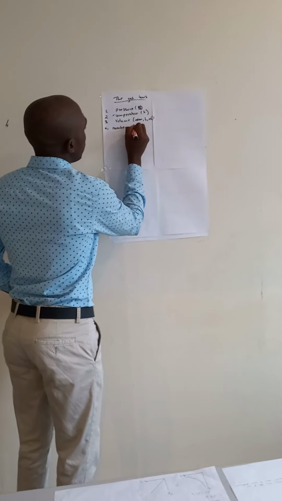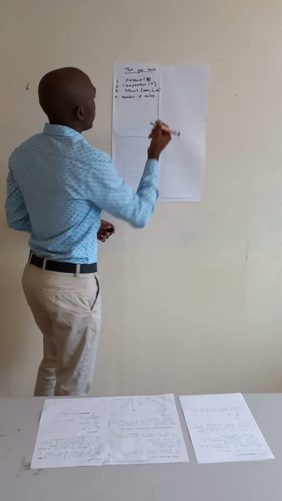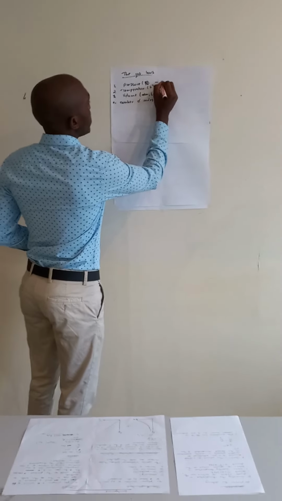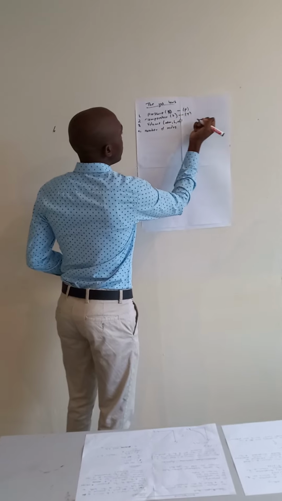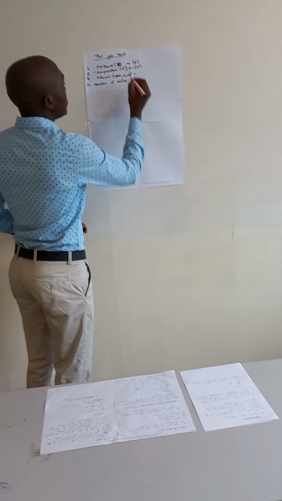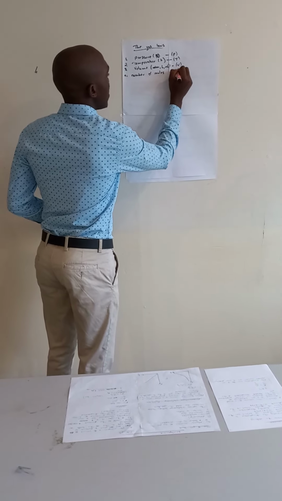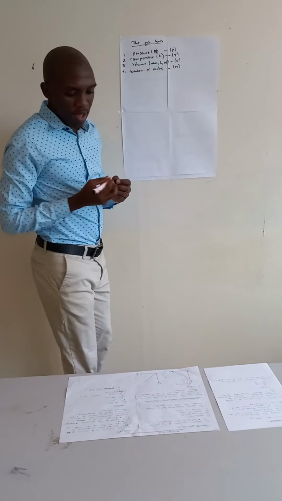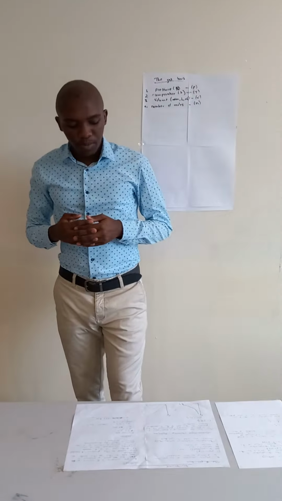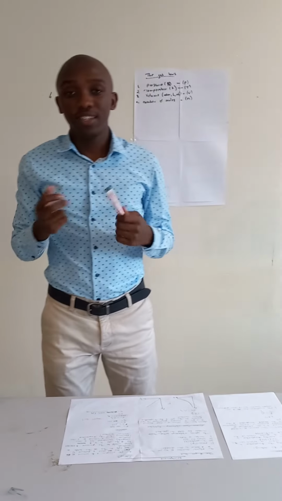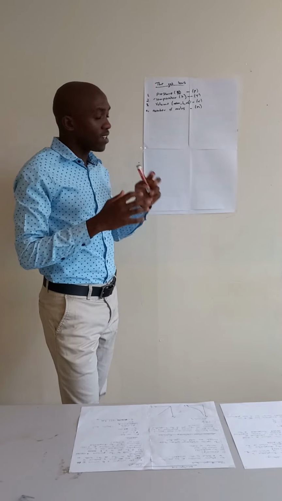The number of moles. This one will be denoted as P. This one will be denoted as T, temperature. This one will be denoted as V, the volume. This one will be denoted as the small letter n, standing for the number of moles. Now, the specific relationship between the variables are called the gas laws. That is why this topic is called the gas laws. We are looking at the specific relationship.